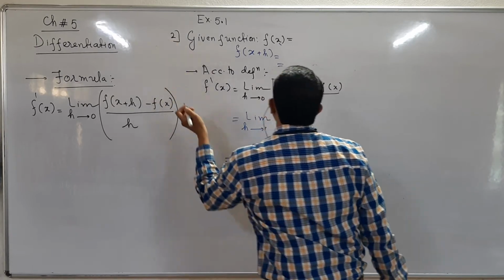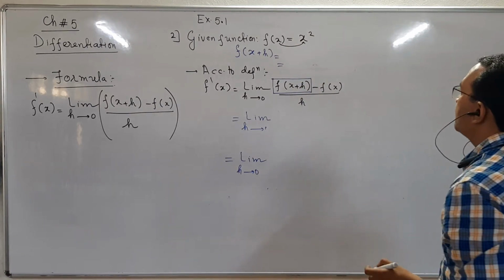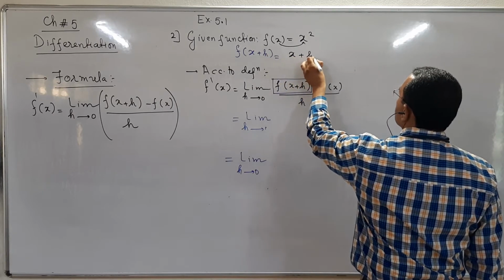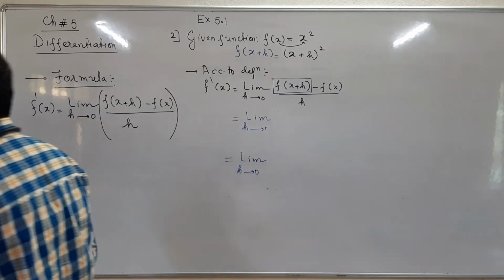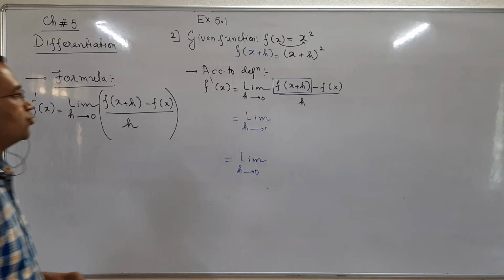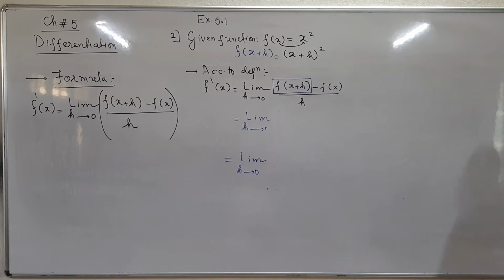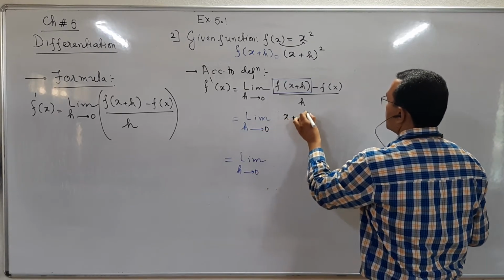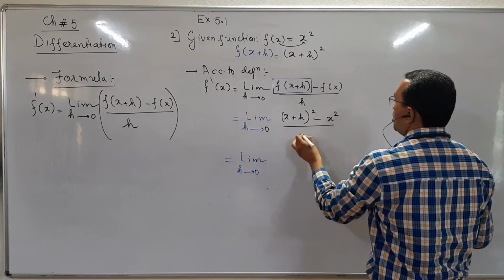Our sum is f x is equal to x square. Okay, so to write f of x plus h, replace x by x plus h. So functional value f of x plus h will be x plus h the whole square. Now, according to definition, this becomes limit h tends to 0, x plus h the whole square minus x square, which is f of x, upon h.